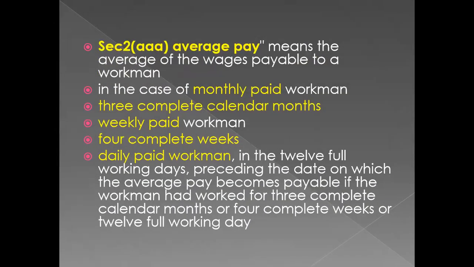And next we'll see, in the starting we have seen the most significant causes of industrial disputes: wages and allowances, personal matters, transfer, promotion, retrenchment, and bonus. So in this Industrial Disputes Act, we will be going through the definition of average pay. Section 2(aaa) talks about average pay, which means the wages payable to the workmen: in the case of monthly paid workmen, the payment for 3 complete calendar months; or weekly paid, 4 complete weeks; or daily paid, the 12 full working days preceding the date on which the average pay becomes payable, if the workman has worked for the 3 complete calendar months, or 4 complete weeks, or 12 full days. So that is what average pay is.